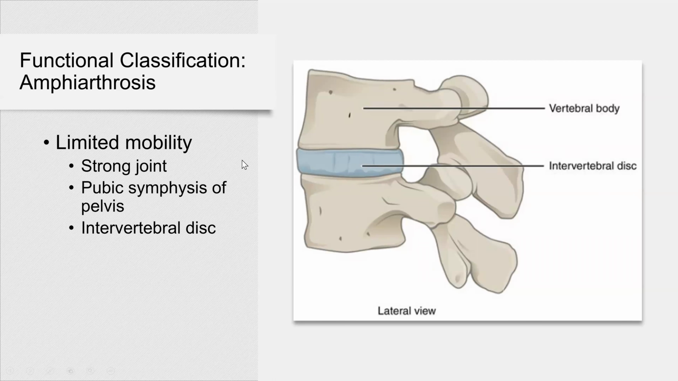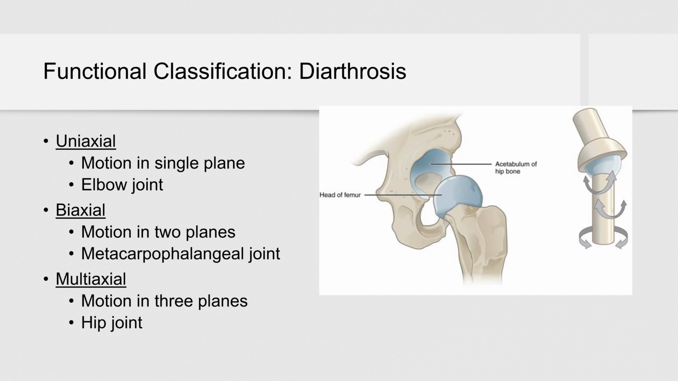The last functional classification of joints is diarthrosis. Right, so those are joints that are freely movable. And all synovial joints are freely movable joints. So on a picture over here, you see the hip joint, and it's a ball and socket joint, and there is a capsule, and there is synovial fluid inside that capsule. So that's a synovial joint by structure, and it's a movable joint by function.